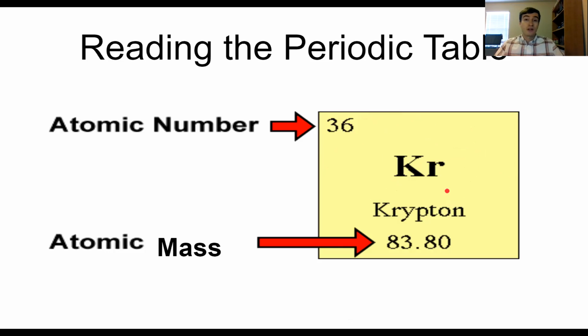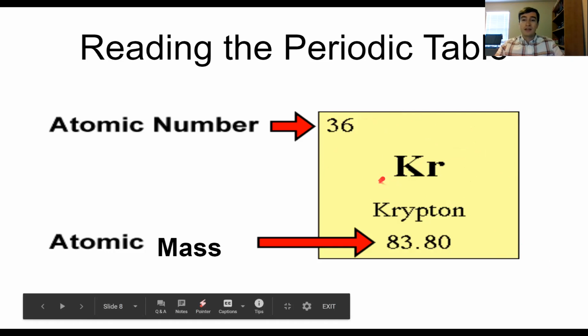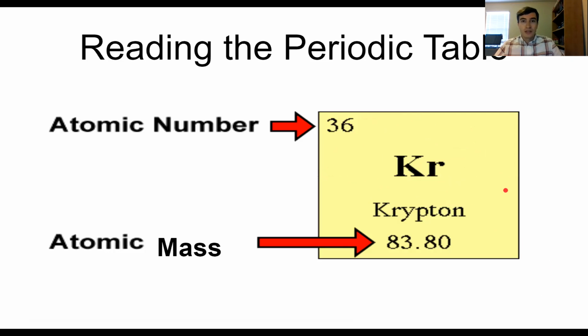Some of the smaller atoms just get 1 letter as a symbol. So like hydrogen, H is its symbol. Carbon is a C. Oxygen is an O. But most of the atoms on the periodic table get a 2-letter symbol. So krypton is Kr. Calcium is Ca. Aluminum is Al. Zinc is Zn.